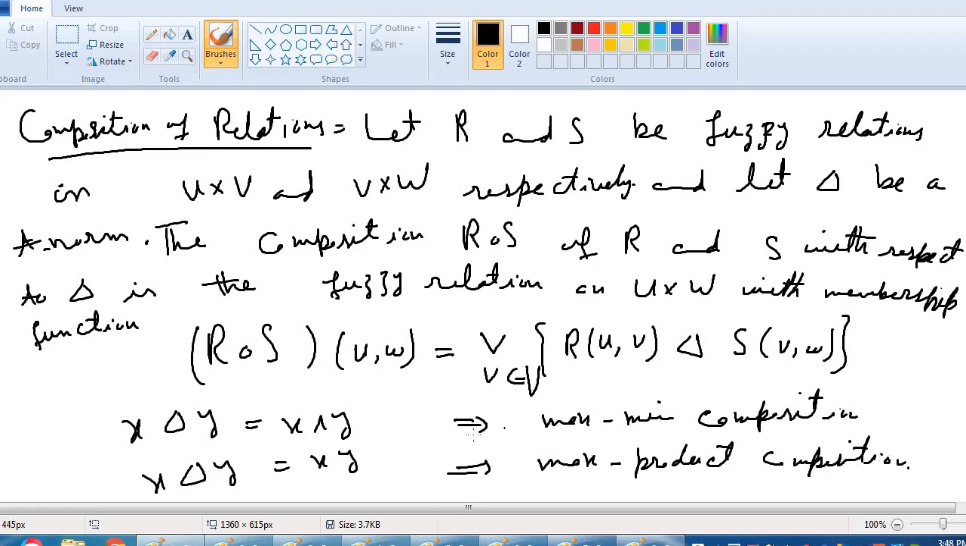We will solve an example for max min composition, and this example will be with fuzzy matrices. We will take an example of two matrices, and we will apply the composition between these two matrices and solve it.